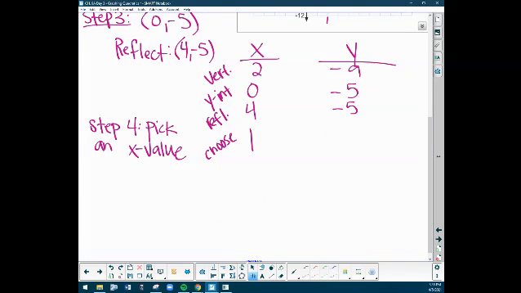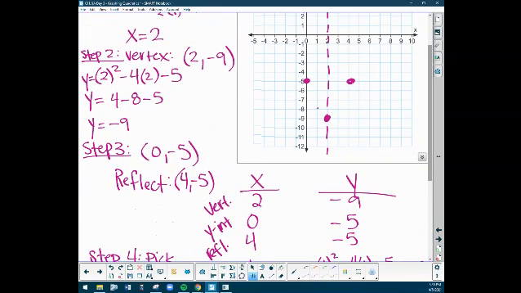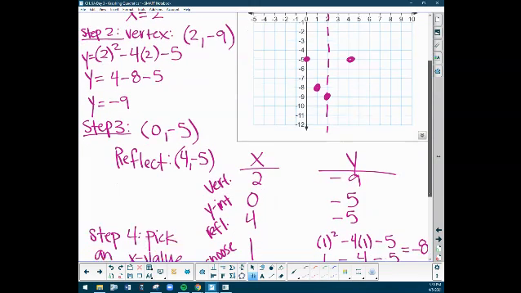So this is where we're going to show our work. So I've got 1 squared, -4 times 1, -5. So it's going to be 1 -4 -5, and that gets us a value of -8. Okay, so that was the dealer's choice. When I plugged in +1, I got -8. Okay, now I'm almost done.